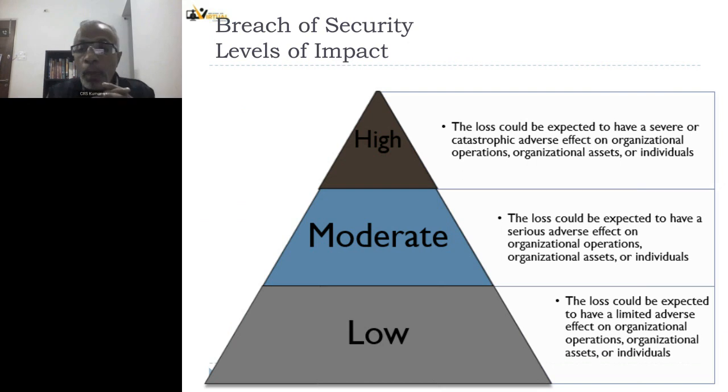So when we look at a breach of security, there are many levels of impact we can observe. The impacts can be low, moderate, or high. The kind of breach can result in various levels of impact. When you look at high impact, it can cause various damages to the systems, and it can lead to loss of lives. It can also create obstruction for the operation of an organization, or it can lead to catastrophic adverse effects on organizational operations and organizational assets being compromised.